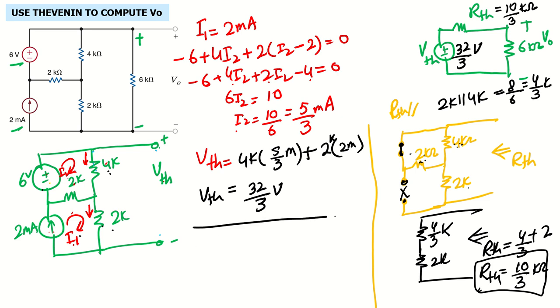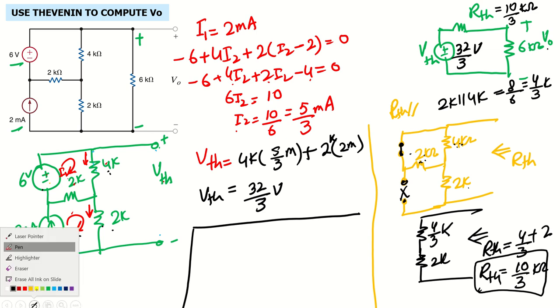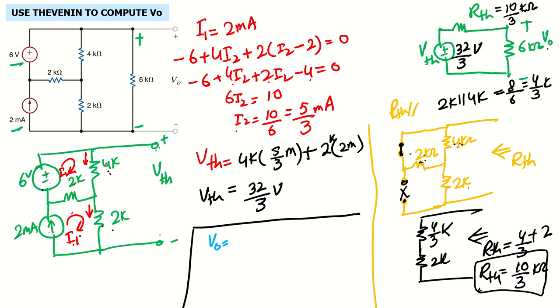Now we are left with the last step. What is the last step? To find V naught. It is simple: we have a simple Thevenin circuit. So V naught will be a simple voltage divider: this resistor 6 divided by the total resistance 6 plus 10 over 3, multiplied by the source voltage. What is the source voltage? 32 over 3.